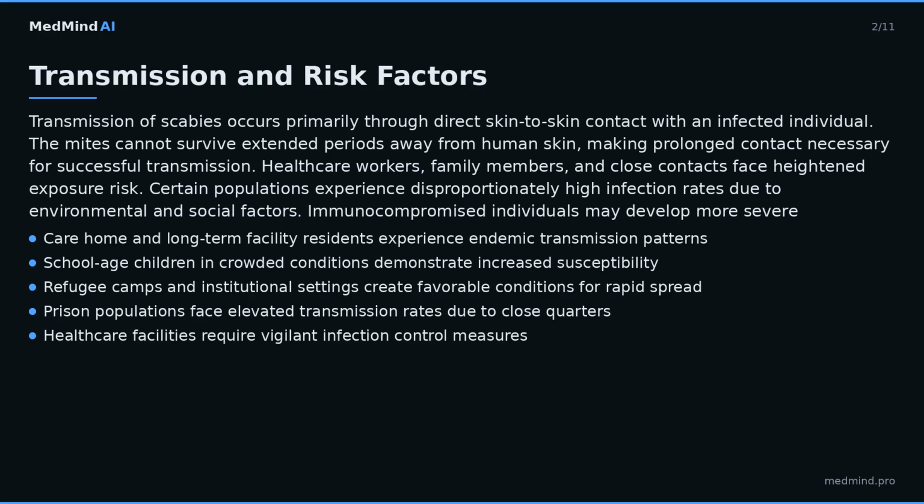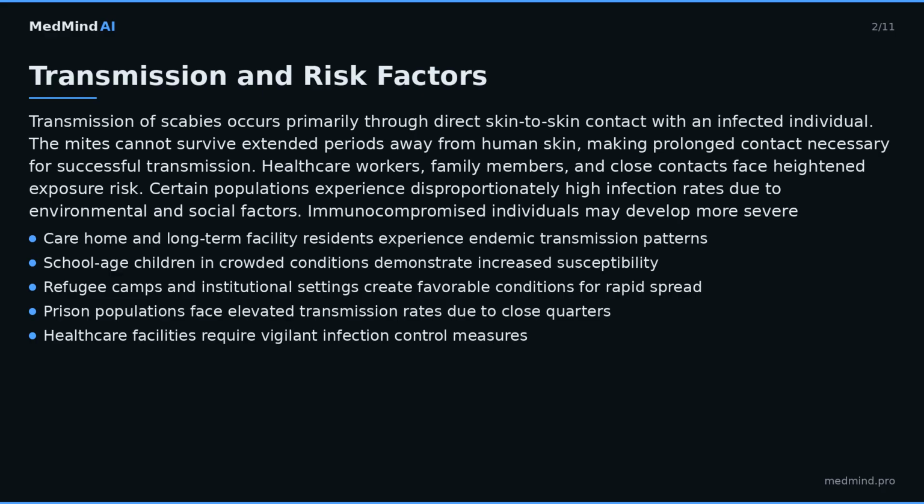Transmission and risk factors. Transmission of scabies occurs primarily through direct skin-to-skin contact with an infected individual. The mites cannot survive extended periods away from human skin, making prolonged contact necessary for successful transmission. Healthcare workers, family members, and close contacts face heightened exposure risk. Certain populations experience disproportionately high infection rates due to environmental and social factors. Immunocompromised individuals may develop more severe manifestations and require modified treatment approaches.